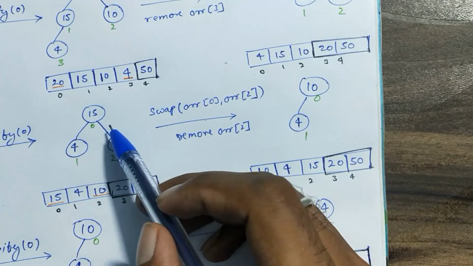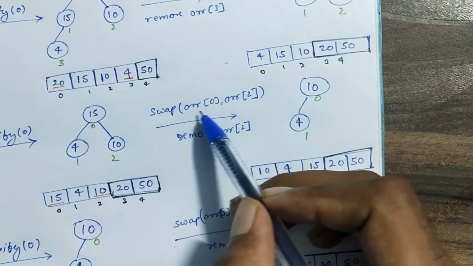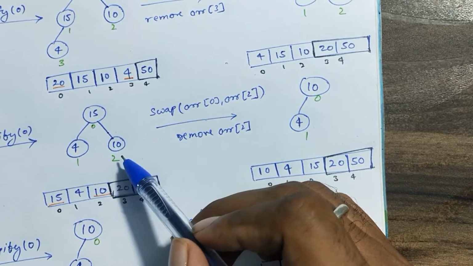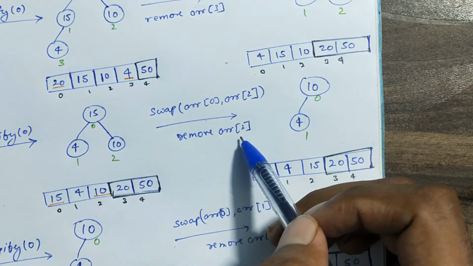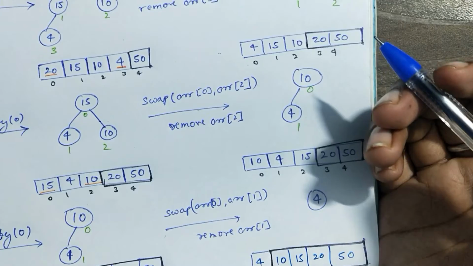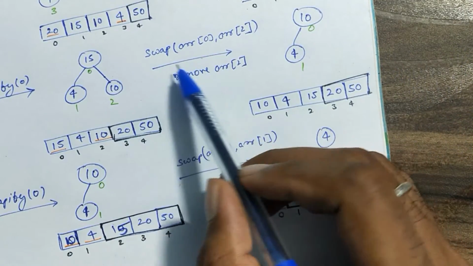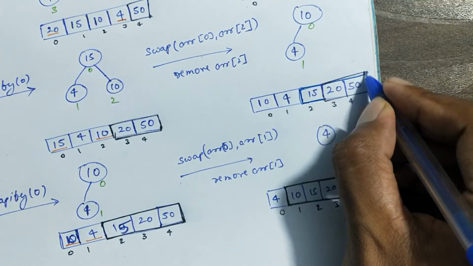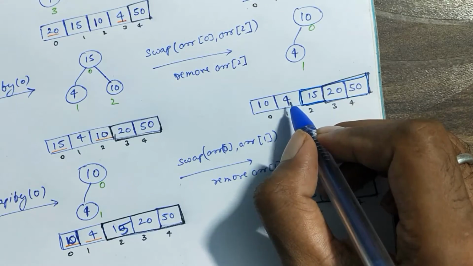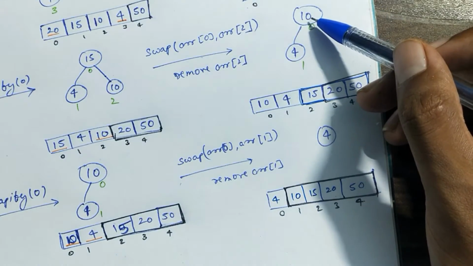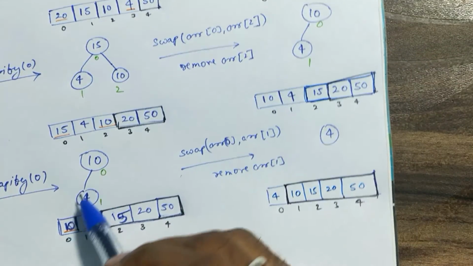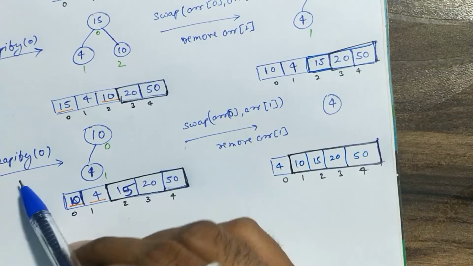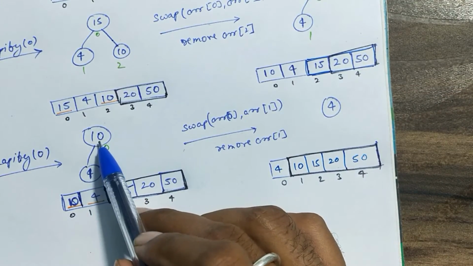So now again we will swap 15 and 10. We will swap array 0 and array 2, as array 2 is the last element of the heap. So after swapping we will remove array 2, that is, we will remove 15 from the heap. After swapping and removing, our final array will become like this up to here, and 2 elements will remain in the heap. As it is already a heap, the heapify function will not make any changes in the given heap. After calling heapify for the root node, our max heap will remain as it is.